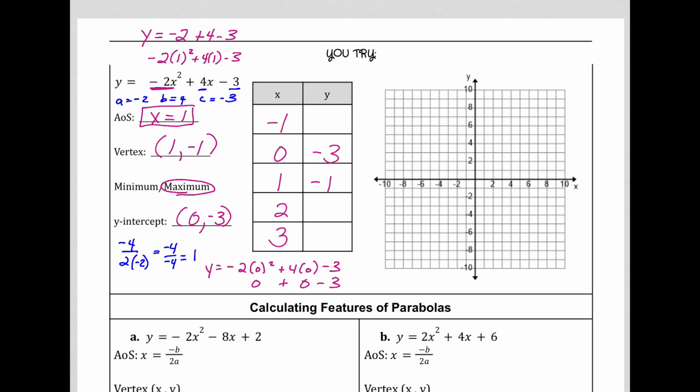So again, if I put this -1 in, I would have -2 times -1 squared plus 4 times -1 minus 3. So -1 squared is +1. +1 times -2 would be -2. 4 times -1 is -4, and then minus 3. So remember, these are all y equals. That's what we're trying to figure out. So negative 2 minus 4 is negative 6. Negative 6 minus 3 is negative 9. So I figured that out.